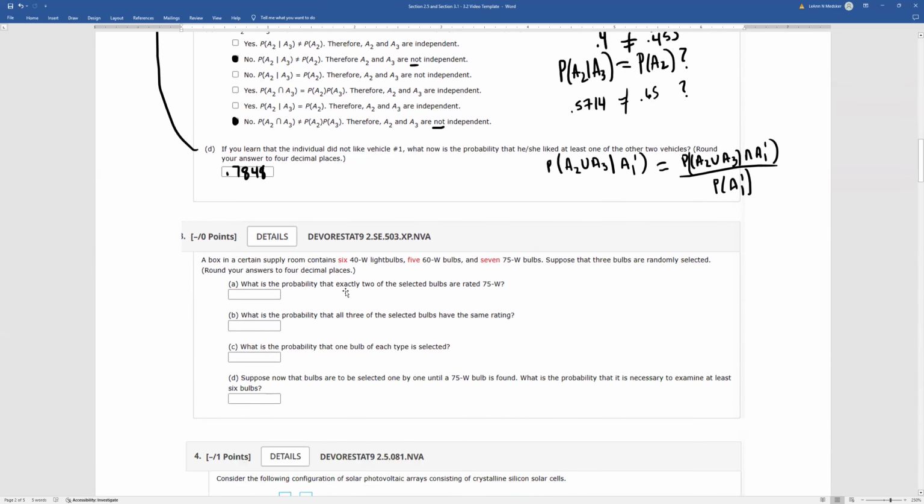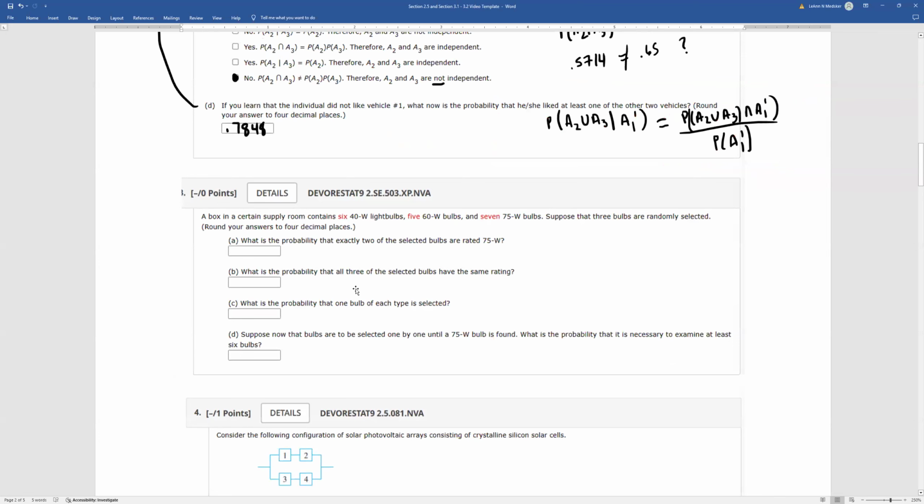Okay, let's look at our number 3 on 2.5. We only have 4 for this section. So this one says that we have a box in a certain supply room that contains 6 40-watt light bulbs, 5 60-watt light bulbs, and 7 75-watt light bulbs. So notice in the red, those are the total numbers of each kind. If we add that together, we'll know our total number of light bulbs. So that's going to be 12 plus 6 more, 18 light bulbs altogether. Okay, and it says, suppose that 3 bulbs are randomly selected, and we're going to round our answers to 4 decimal places.